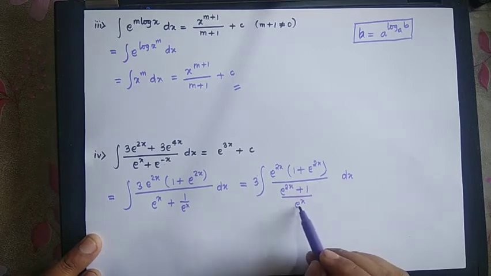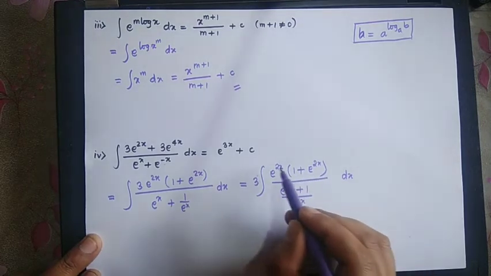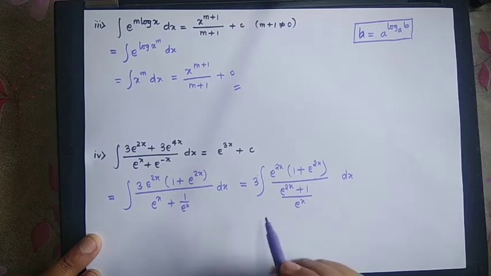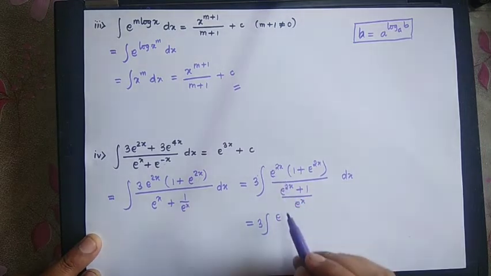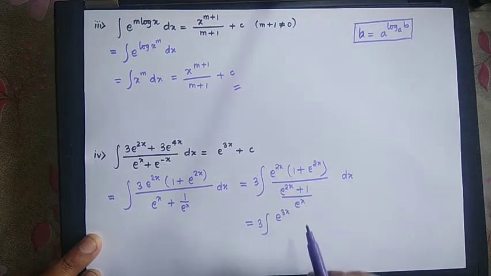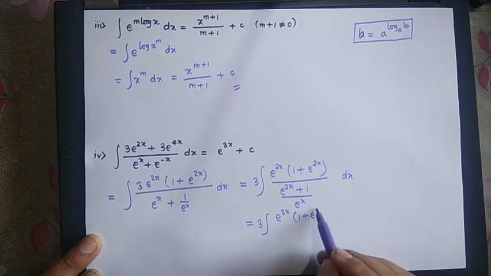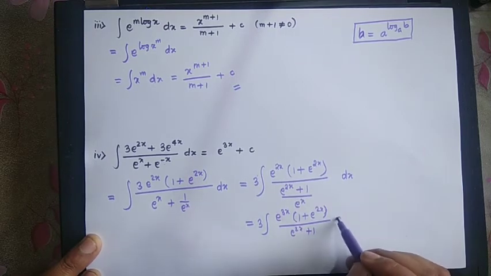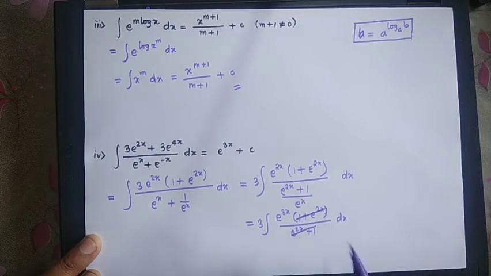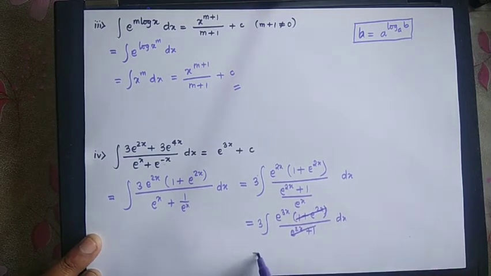Now this e to the power x inverts and goes to the numerator. So this in turn can be written as 3 e to the power x, and e to the power 2x gives me e to the power 3x, 1 plus e to the power 2x by e to the power 2x plus 1. Now since these two are the same, they get cancelled. So what is left? It is 3 into the integral of e to the power 3x dx.